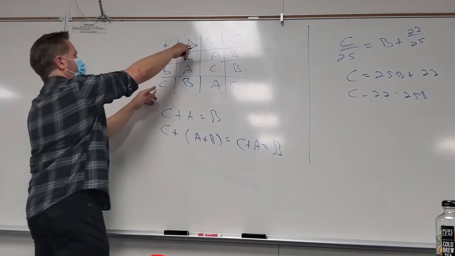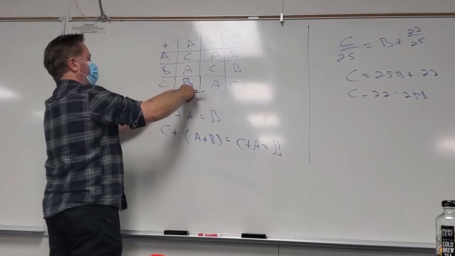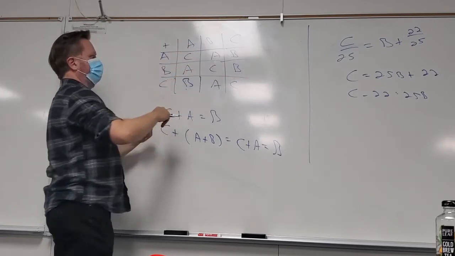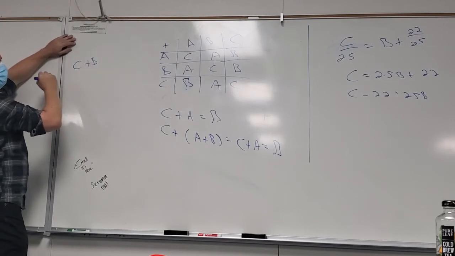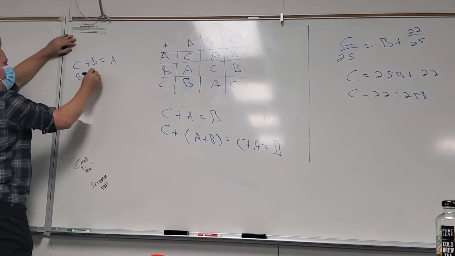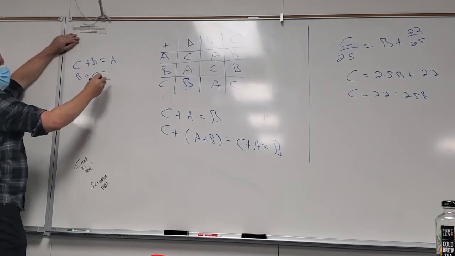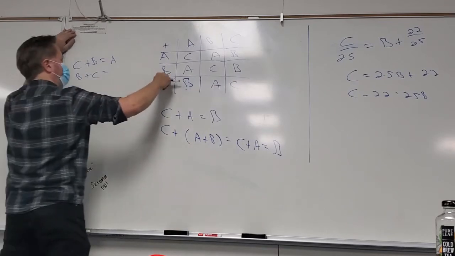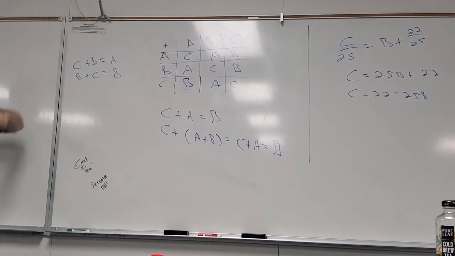In fact, I really want you guys to realize, if you look like this, C plus A equals A plus C, is that true? Yes, C plus A is B, A plus C is B. But what is C plus B? C plus B is A, and what's B plus C? B plus C is B. So is it commutative? No. I like it.